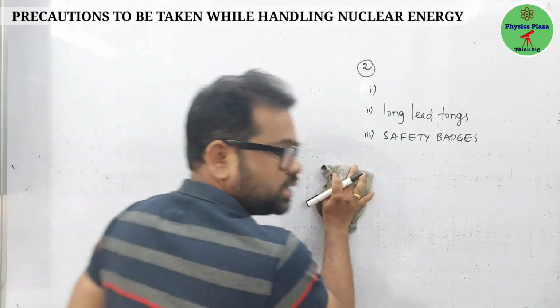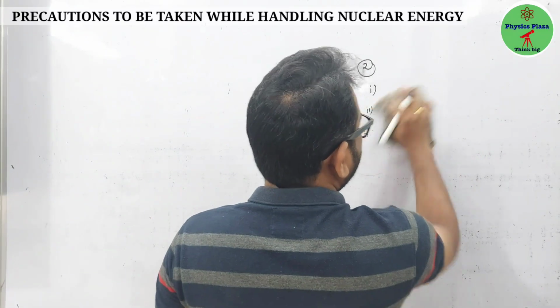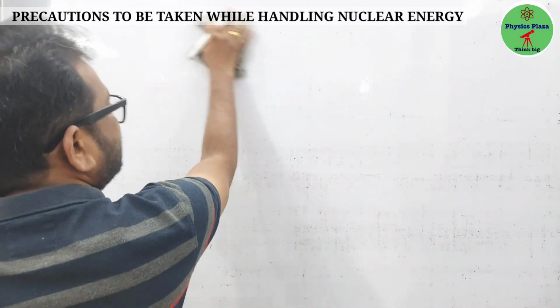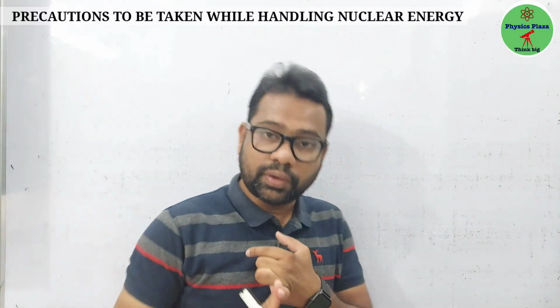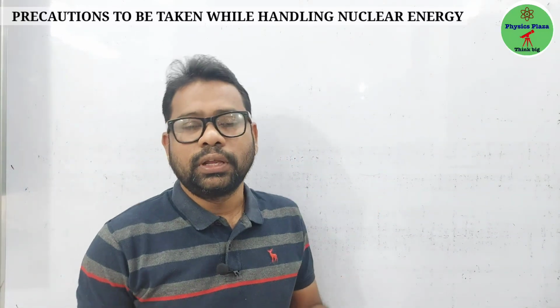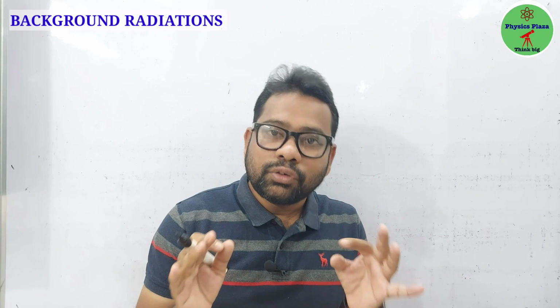So here we have three stages. The first one is precautions to be taken while establishing the nuclear reactors. The second one is the persons who are working, and the third one is safety disposal. The final one is background radiations.